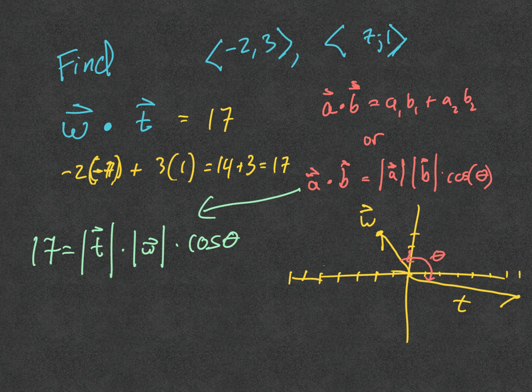Magnitude of W is a right triangle with side lengths 2 and 3. So the magnitude of W would be the square root of 9 plus 4, 3 squared plus 2 squared, which is 13. And then the magnitude of T, this is also a right triangle, length 7 and 1. So 49 plus 1. Again, a squared plus b squared, it's a right triangle. So this would be the square root of 50.